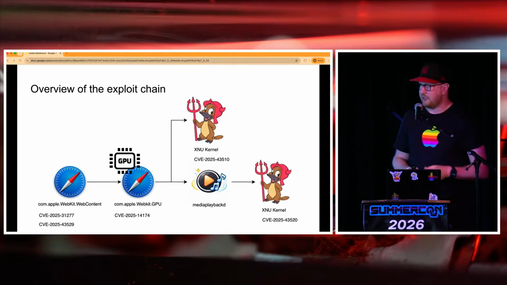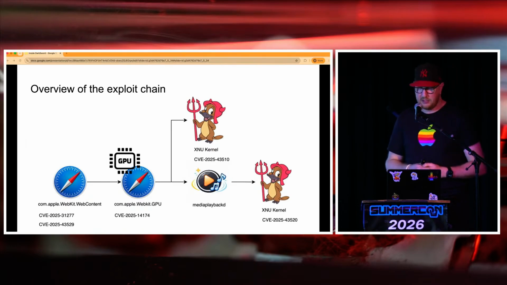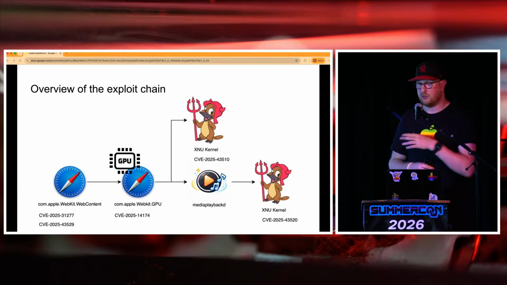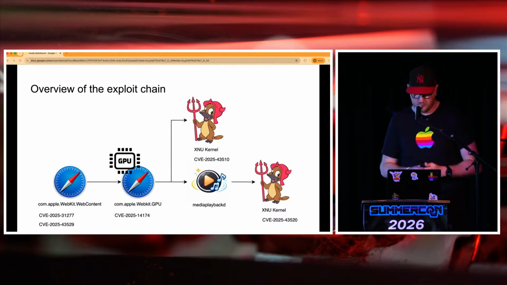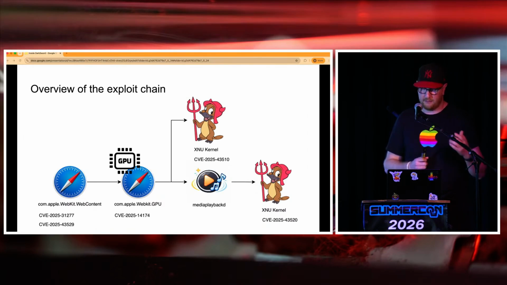If we take a look at the exploit chain itself, we have multiple vulnerabilities and multiple different components. The first part is the web content arbitrary read and write, with two different vulnerabilities: one for 16.4 to 18.4, and then the other one from 18.6 going forward. Then we have a web content GPU sandbox escape, that's the first one. And then we have two kernel vulnerabilities that allow us to get code execution inside of mediaplaybackd and basically write arbitrary physical memory.